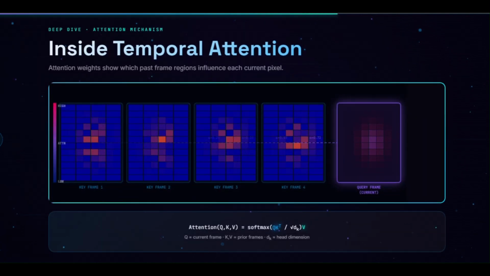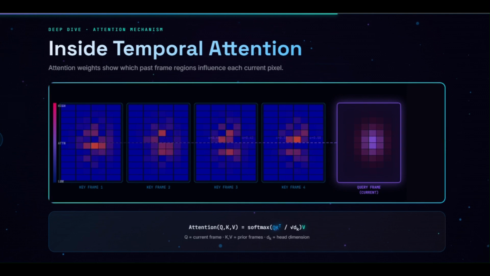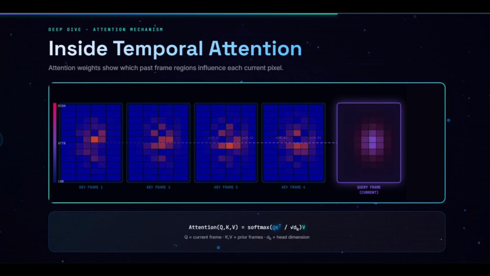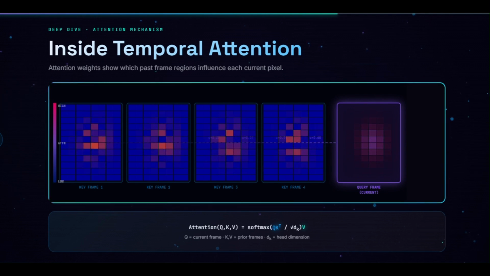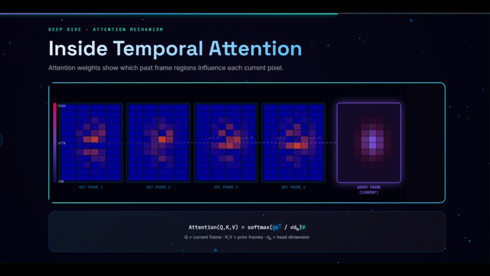Let's go one level deeper. The current frame generates query vectors, previous frames generate key and value vectors. The model compares queries against keys to measure similarity. The resulting attention scores determine which previous information should influence the current frame. That's what this equation represents. The softmax function converts similarity scores into probabilities. These probabilities determine how much attention is paid to different regions of previous frames.